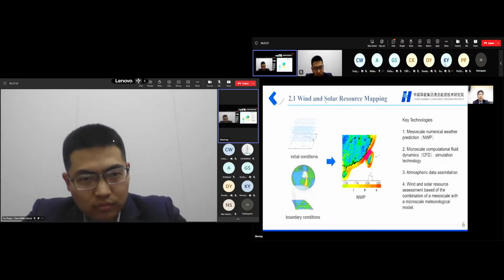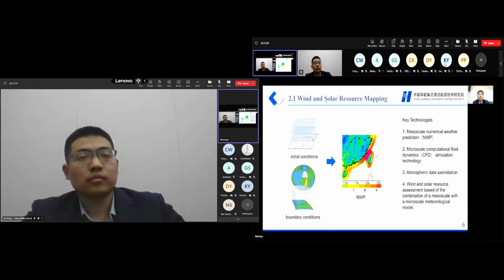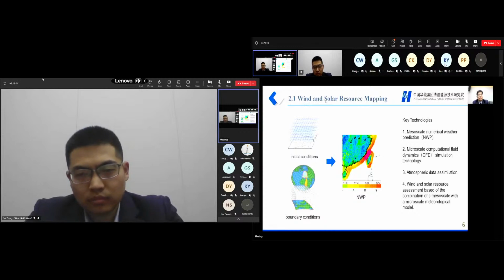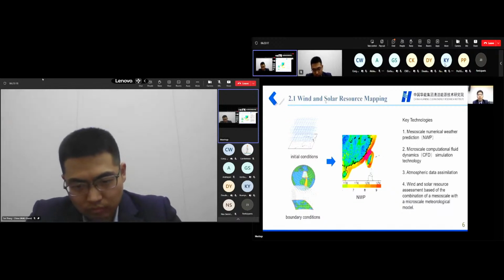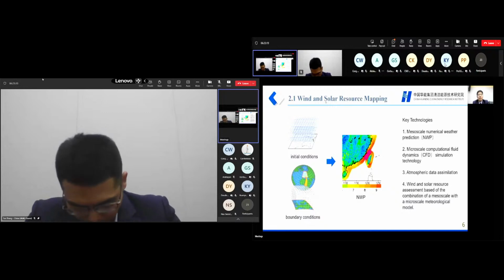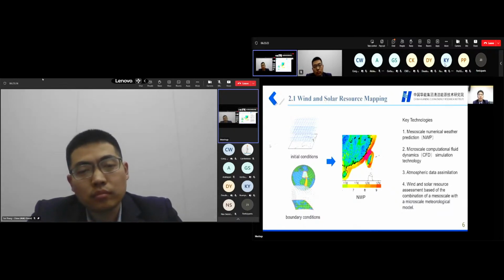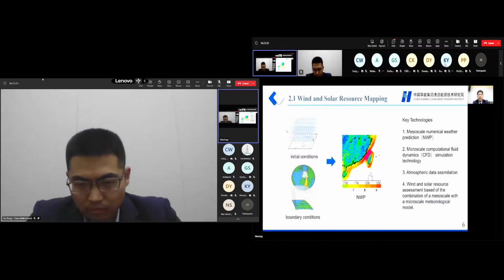Now let's start from wind and solar resource mapping. Let's see the first two technologies, mesoscale numerical weather prediction and macroscale computational fluid dynamics simulation. Both of them are traditional methods. The data assimilation method here is mainly used to effectively combine all available observations with a short-term model forecast field information. Then, we assemble the first three technologies to get the last one.